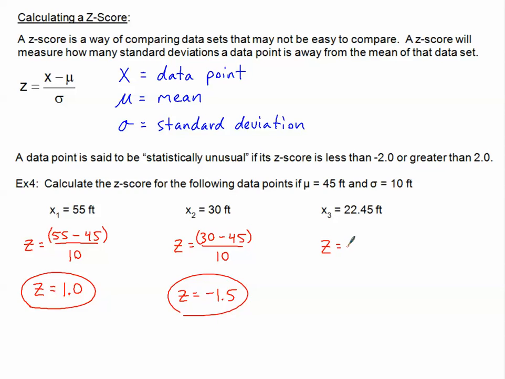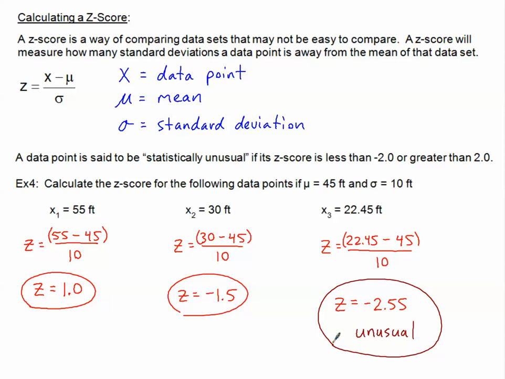Okay, same thing, same formula. 22.45 is our data point. We're going to subtract our mean of 45, and we're going to divide by 10. So our z-score in this case, put parentheses around the numerator, plug this into your calculator, you get negative 2.55. Now what's interesting about this piece of data is since it has a z-score of negative 2.55, which is less than negative 2.0, we would consider this to be an unusual piece of data. An unusual piece of data because its z-score is lower than negative 2.